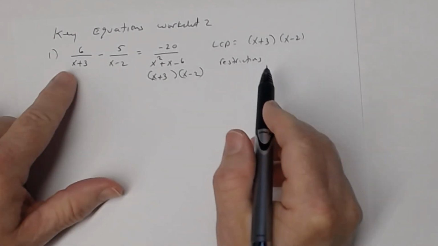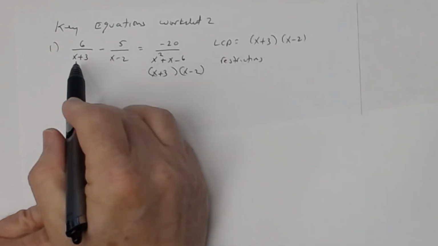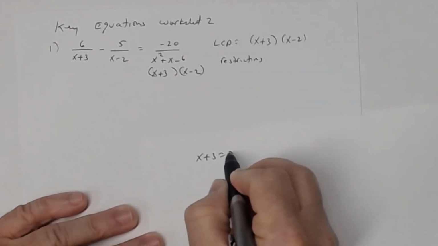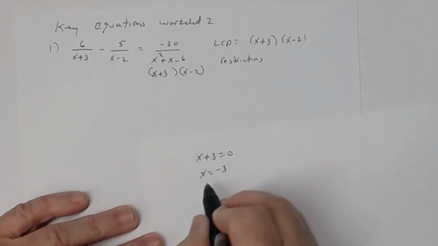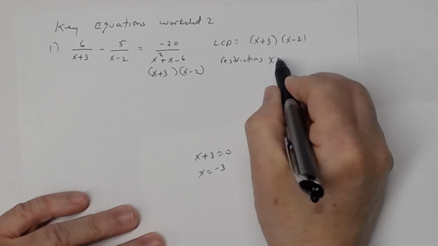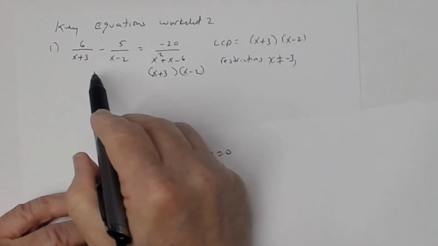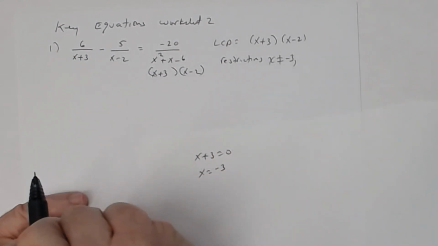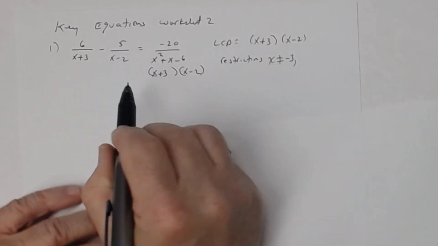All right, now to find the restrictions is basically asking yourself this: what makes this denominator 0? Where is x plus 3 equal to 0? Well, x plus 3 equals 0 when x equals negative 3. So there's one of your restrictions. x cannot equal negative 3, because if x equals negative 3, then negative 3 plus 3 is 0, and you get 6 divided by 0, which is undefined.